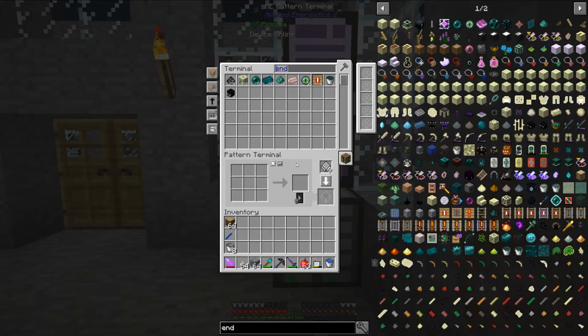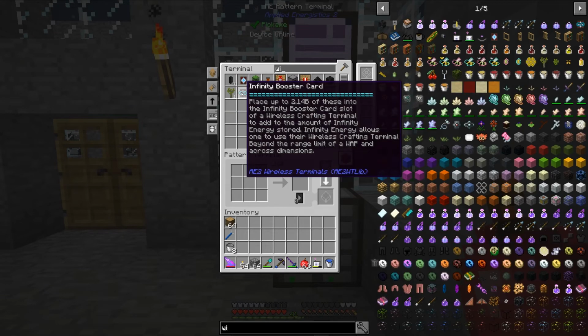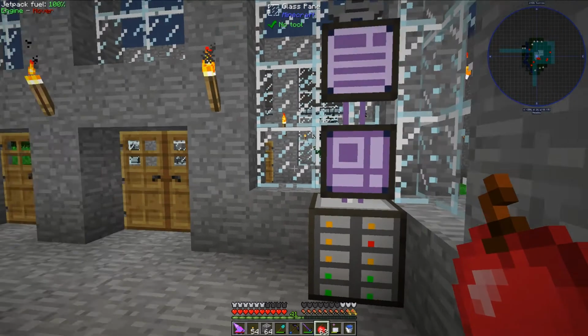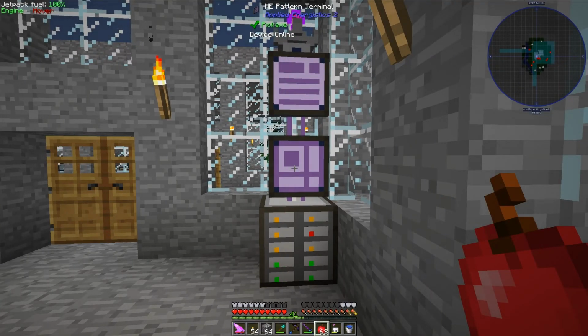In the future, I might want to use a different wireless terminal to get more range, because I do have this infinity booster, which I can only use in a wireless crafting terminal. And I'm not going to make that right now. But anyways, I think this is a pretty good wrapping up point.